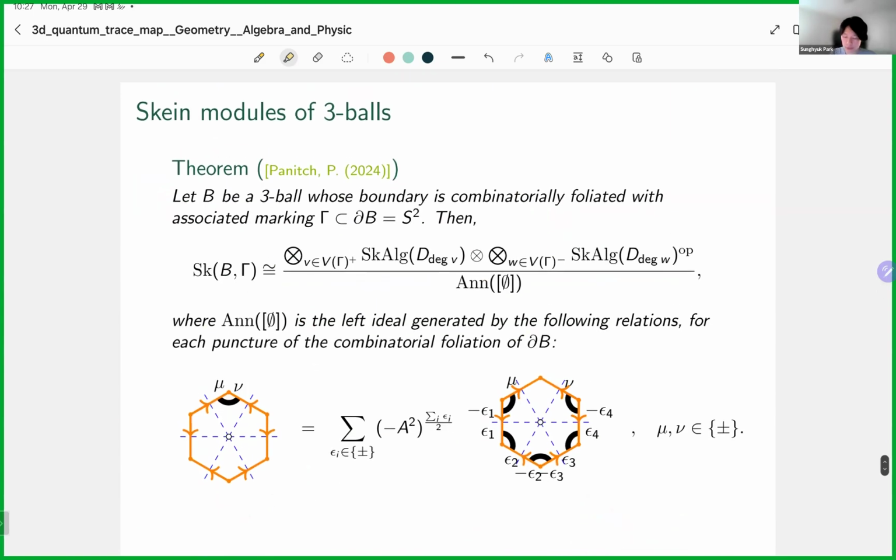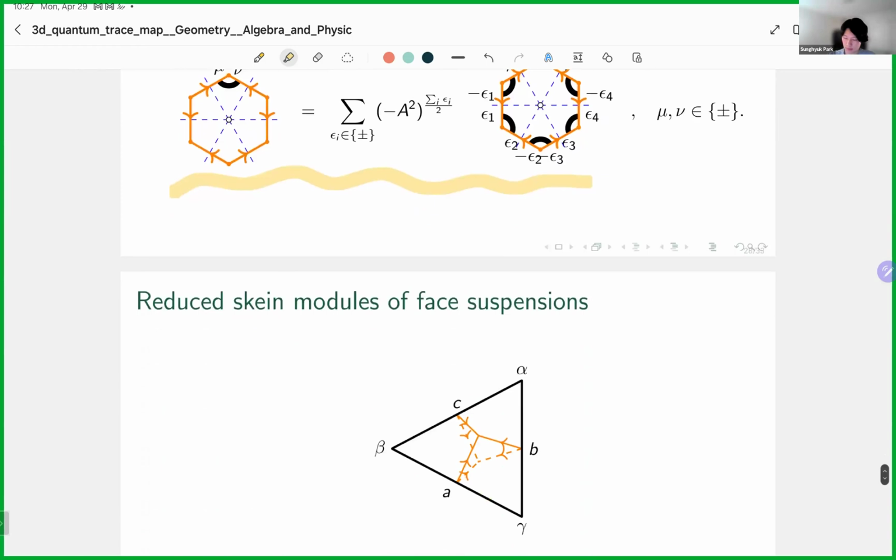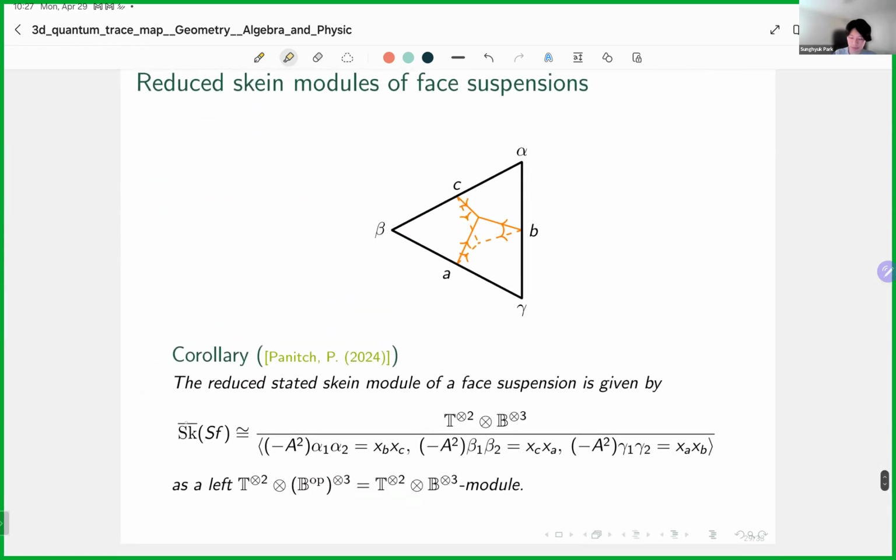We also have a structure theorem that basically characterizes the skein modules of a 3-ball whose boundary is combinatorially foliated. Those skein modules are cyclic modules over the bimodule structure. It's spanned by the empty link, and all the relations are generated by certain relations of this form. But as a corollary, we obtain a very explicit presentation of the reduced skein module of the phase suspension.